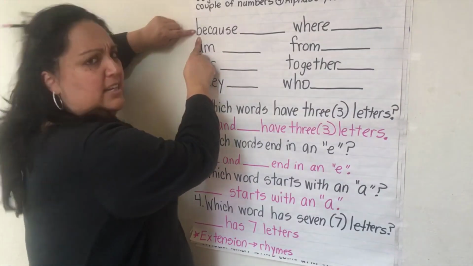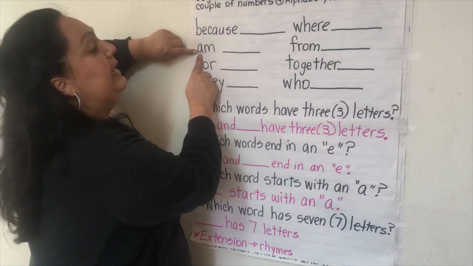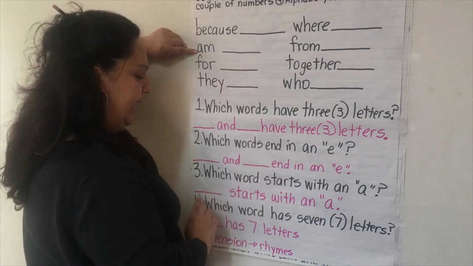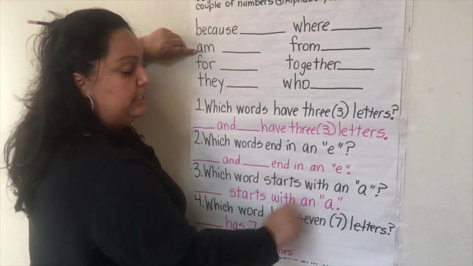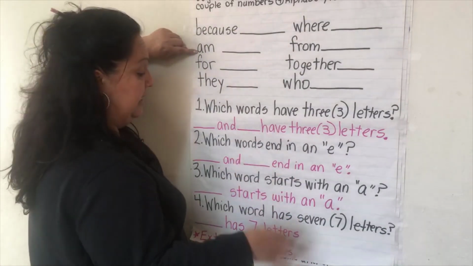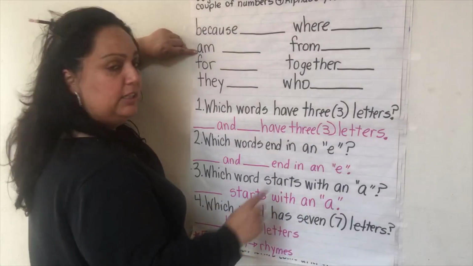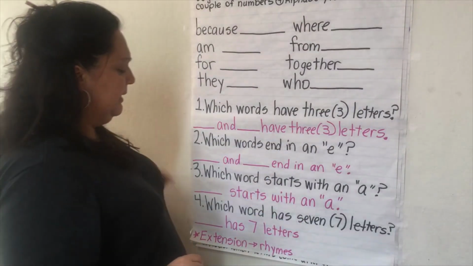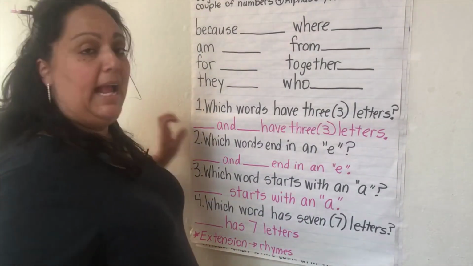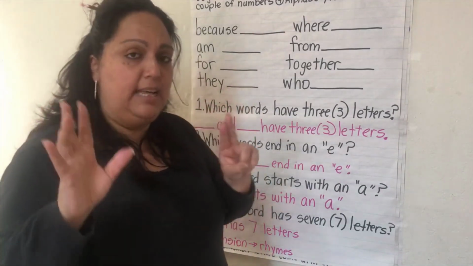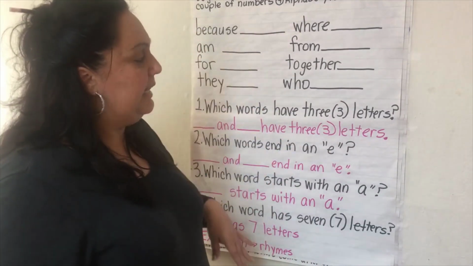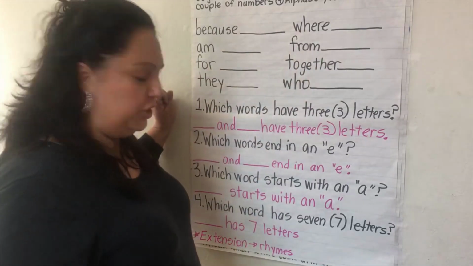Is that an A? No. Is this an A? Yes. So we're going to write "am." So you could write on this if it's a whole group, or if it's just one student, they could use your paper. And then the last one says, which word has 7 letters? 7 letters. And of course you could extend this. There's all kinds of extra questions you could add.